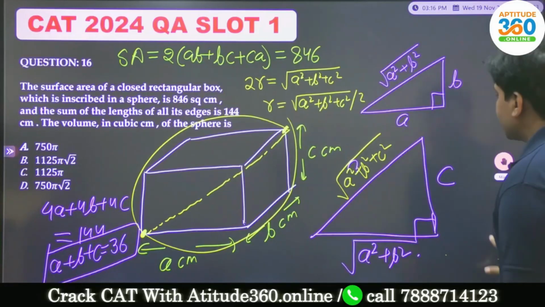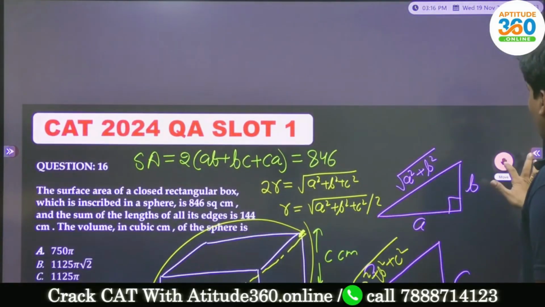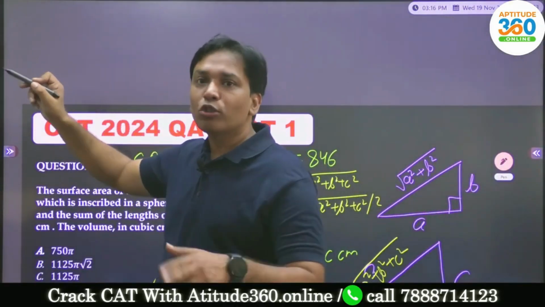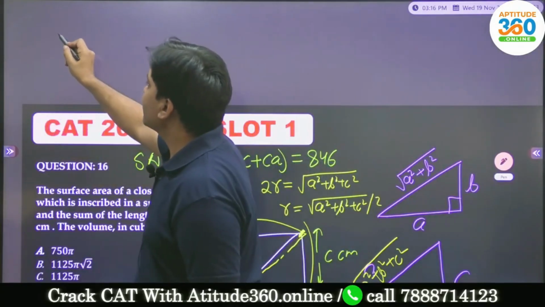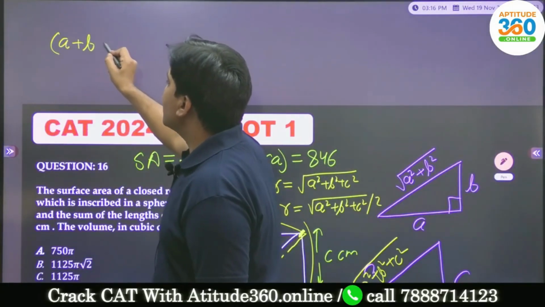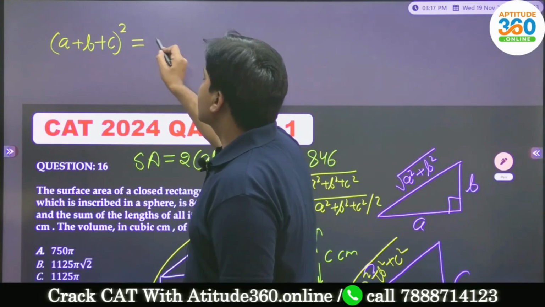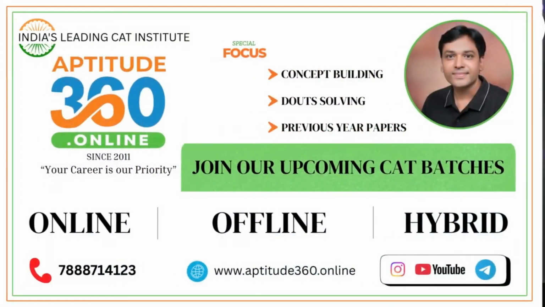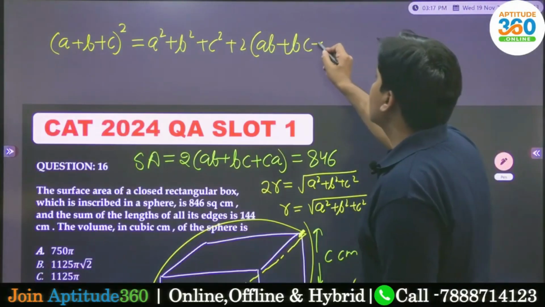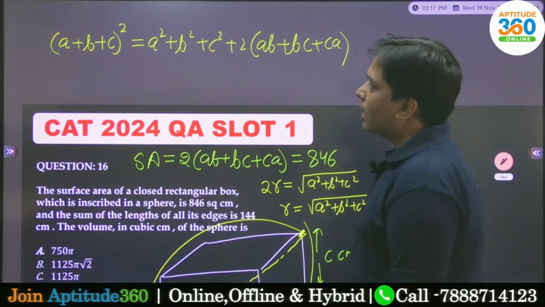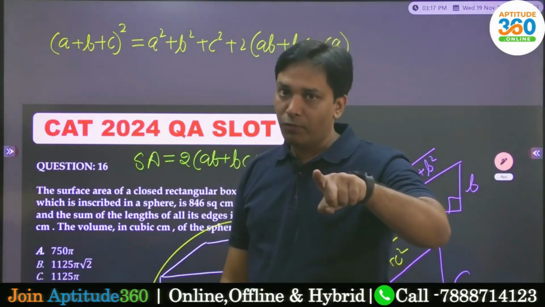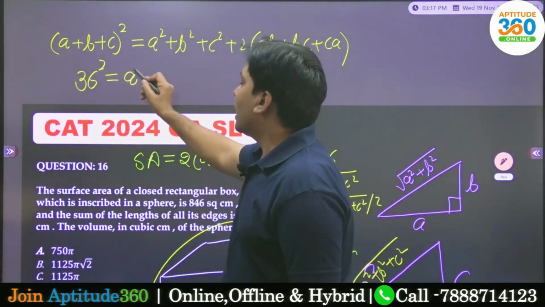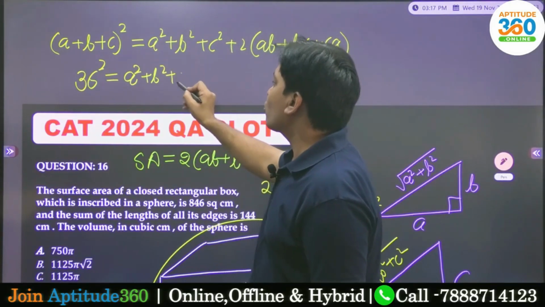Now let us go back and see how we can find the value of the square root of a square plus b square plus c square. We know for sure that (a plus b plus c) whole square is a square plus b square plus c square plus 2 times (ab plus bc plus ca), right? And what is the value of a plus b plus c? We found it as 36. So this is going to be 36 square.